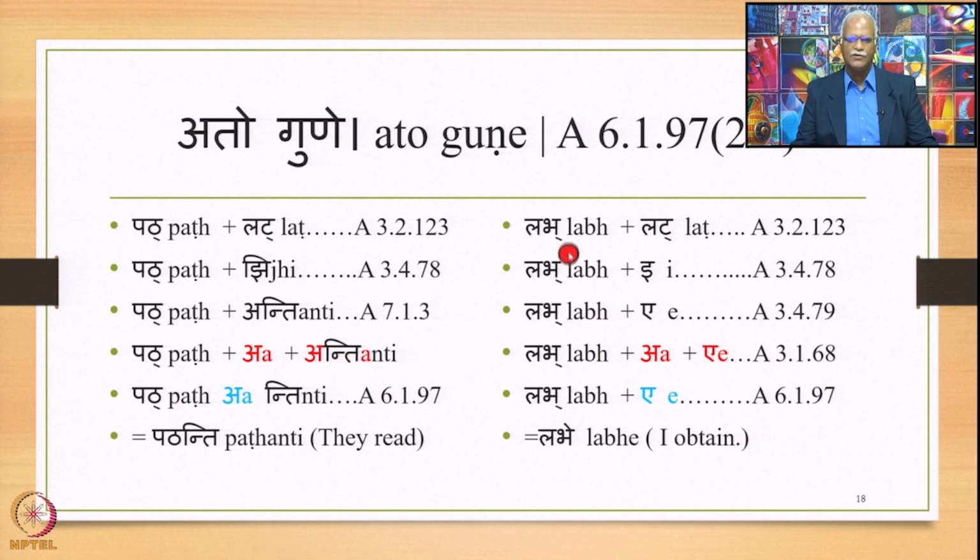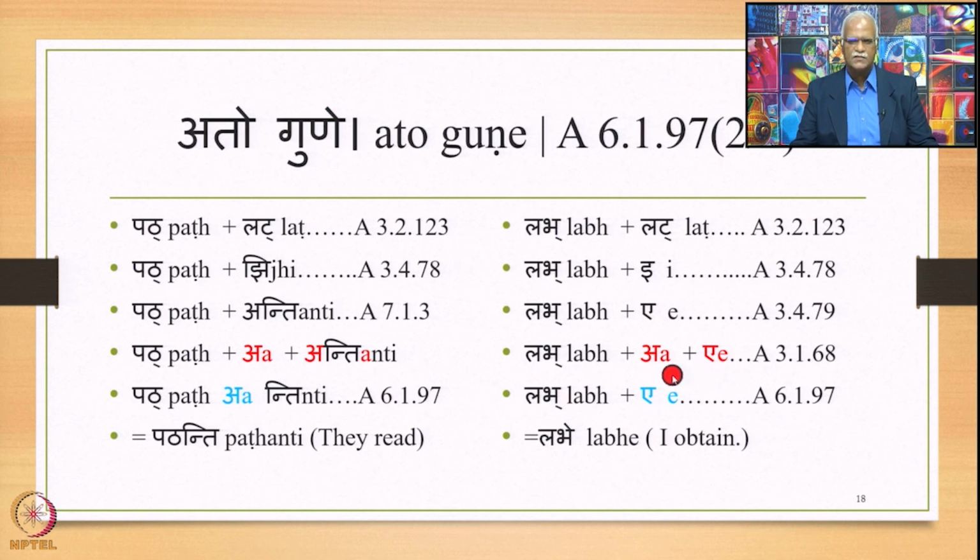Similarly, if we look at the derivation of labhe, we have labha followed by the suffix lat, vartamane. Then this lat gets substituted by e. Then this e gets substituted by a. Then we have the vikarana pratyaya a coming in between. Now we have a which is not at the end of a pada, which is in between a pada, followed immediately by a. All this is in the Samhita mode.